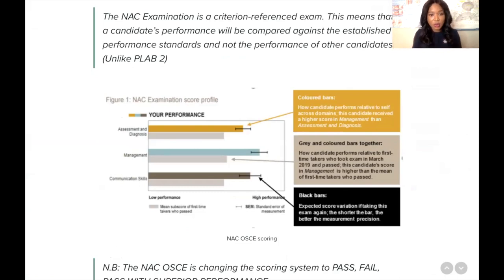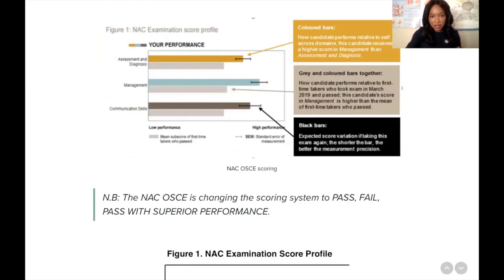Do you understand? Now, so if you're working on just history taking all the time, and working on management all the time, that is 2 out of 3. And with the NAC OSCE changing to a pass, fail, pass with superior performance, those that will get pass with superior performance have to be good in all 3 domains. You cannot get the superior performance if you're focusing just on 2 domains. So that's the current marking sheet.